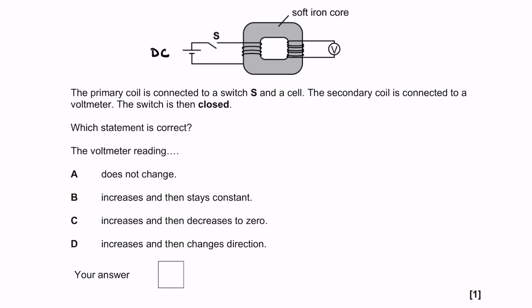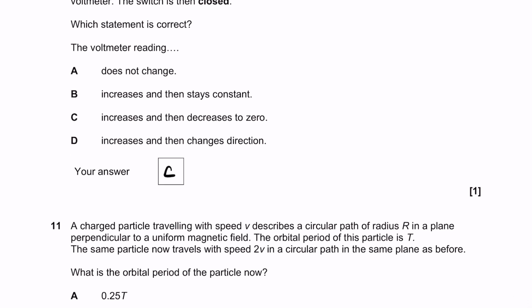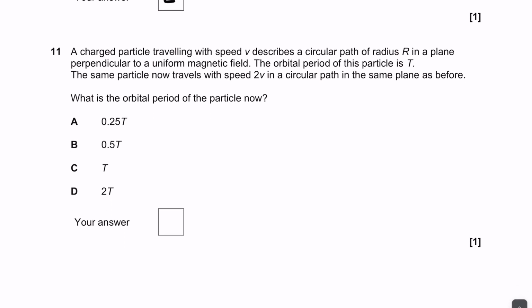There's going to be an EMF induced. However, because the current is not changing direction, there's no change in the magnetic flux. Therefore the voltmeter reading will decrease to 0. So here we go, C as the answer. Question number 11. A charged particle traveling with speed v describes the circular path of radius r in a plane perpendicular to a uniform magnetic field. The orbital period of this particle is t. The same particle now travels with a speed of 2v in a circular path in the same plane as before.